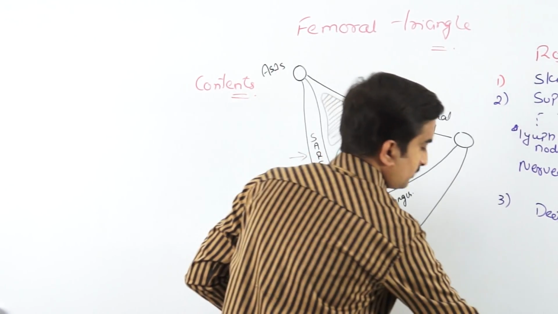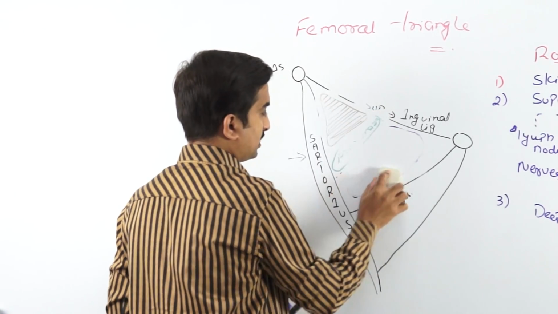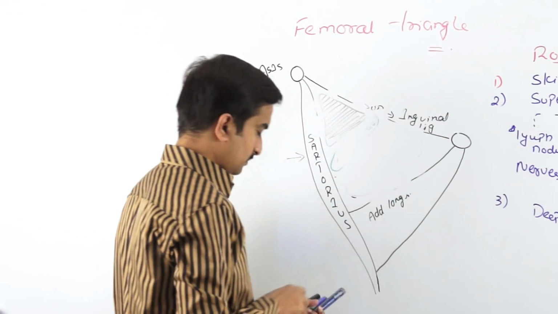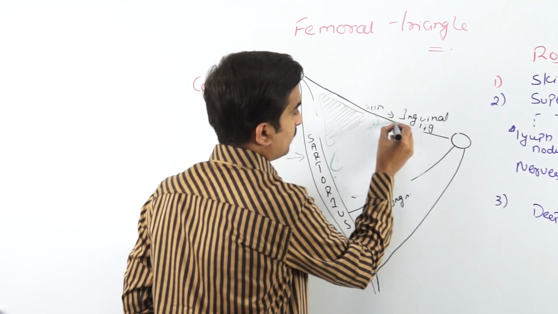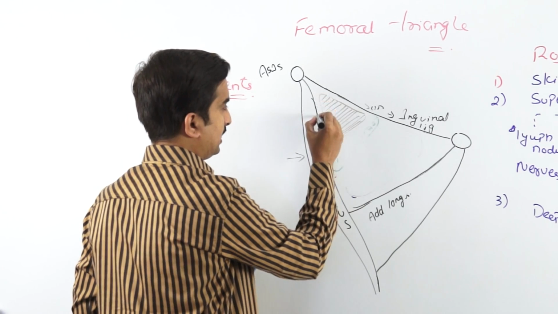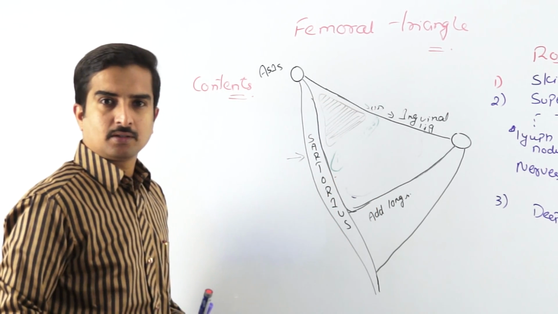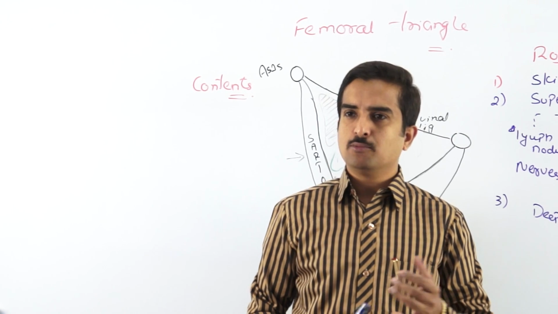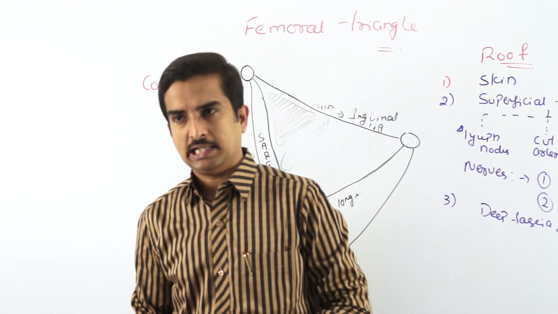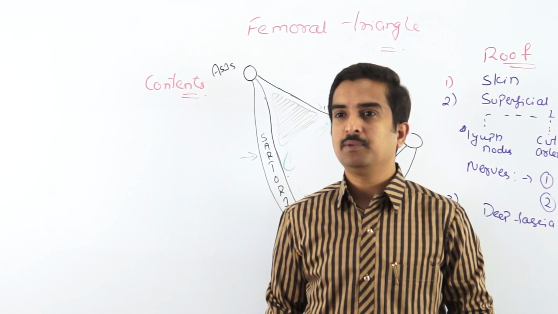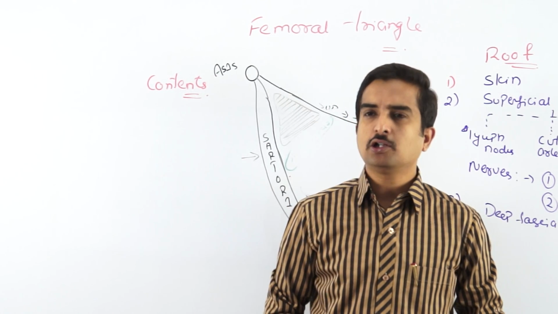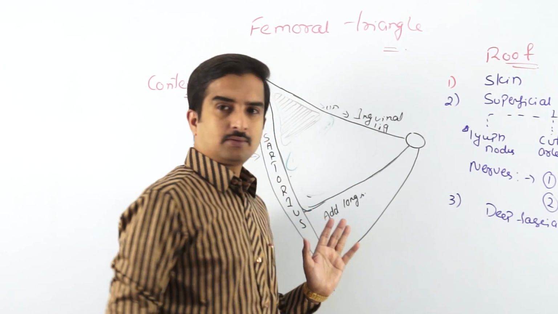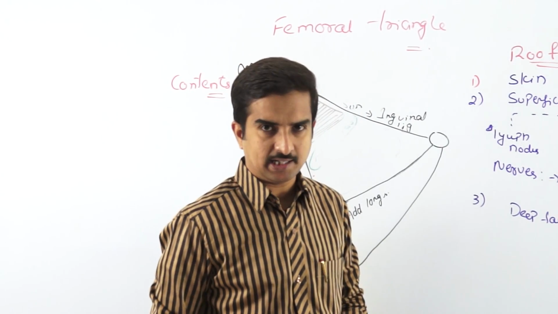Okay. So in the contents again we will see what structures are present inside the femoral triangle here. I will draw the inguinal ligament as well as the boundaries of the femoral triangle again for better understanding. If you see, the contents of the femoral triangle contain mainly the femoral artery, femoral vein, and femoral nerve. Along with it, it also contains the deep lymphatics. Not only the deep lymphatics, it also contains some of the branches of the femoral nerve here. Okay. So now let us discuss the contents of the femoral triangle one by one.